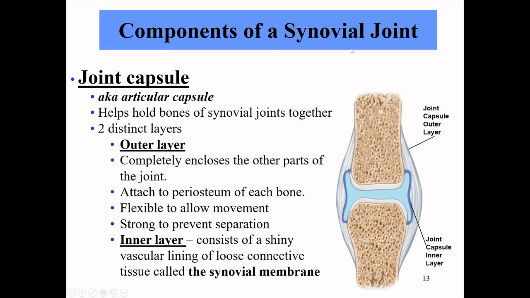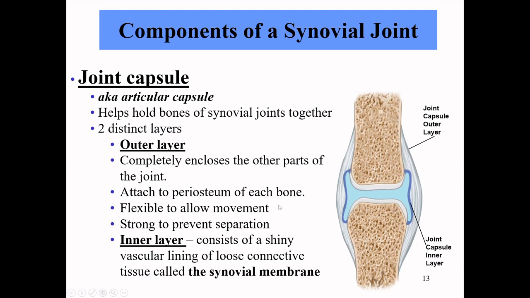The next component of a synovial joint is the joint capsule, aka the articular capsule. And we have two layers that we separate here for the joint capsule. First, I've got the outer layer of the joint capsule, and this completely encloses the other parts of the joint. And we can see in our picture how it attaches to both bones in this joint, and it completely wraps around all the other structures of the joint. So it's really important in helping hold the bones together that make this joint.